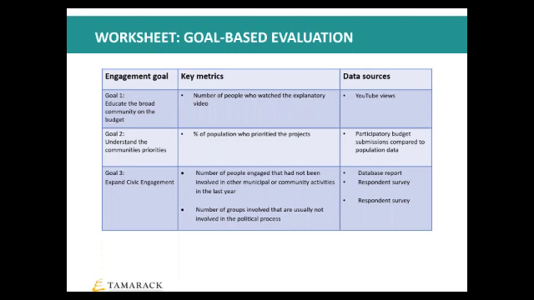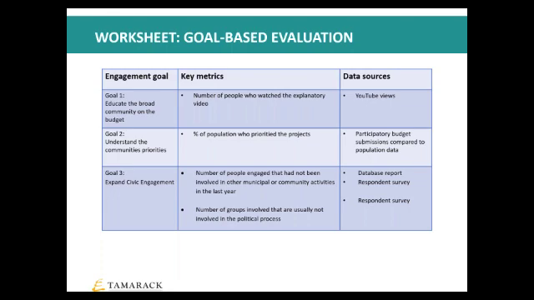When you take each of those goals, you can break it down by asking, what are the key metrics that will get at those goals? And then what are the data sources we can actually use to report back on those key metrics? With goal number 1, to educate the broad community on the budget, our key metric, because there was a video explaining the budget, was the number of people who watched the video, and our data source is our YouTube views. Just for example, we would likely share the budget in a number of ways, so we would have a key metric that gets at all of the ways that we were trying to inform the broad community on that budget.